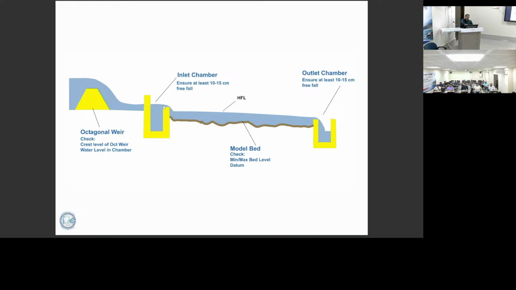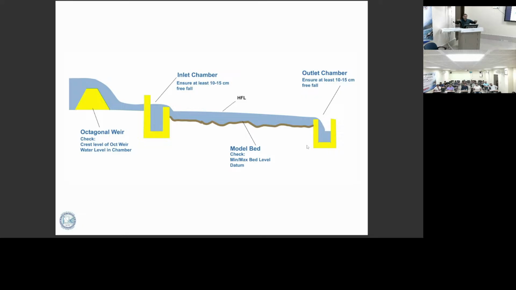From the inlet chamber to the inlet of the model, there should also be 15 centimeters, meaning it again drops down. Then when the model comes and this is the outlet channel, there should also be a 10 to 15 centimeter distance, meaning from the higher level. This is what I meant to say, the head.